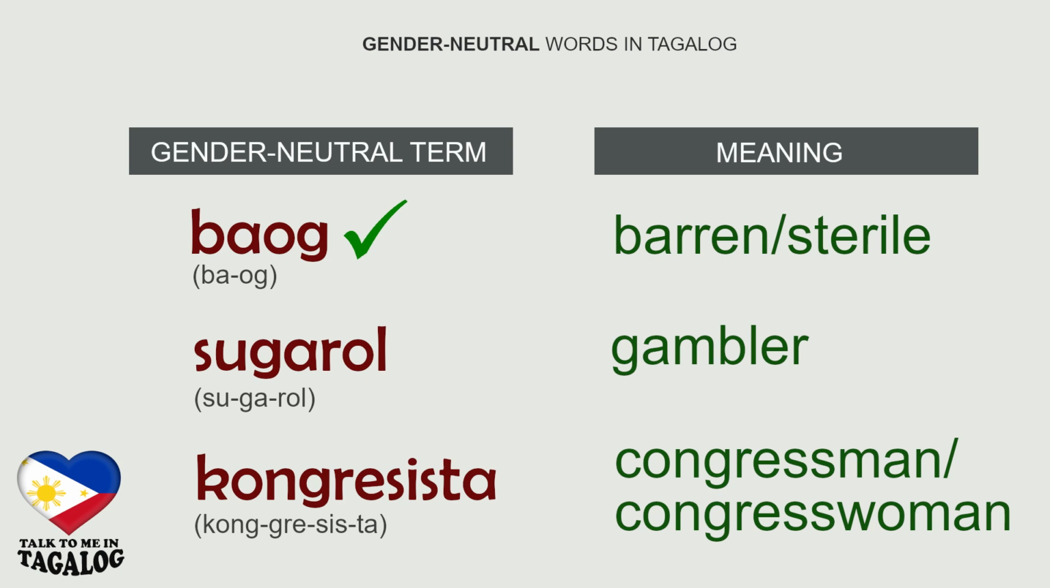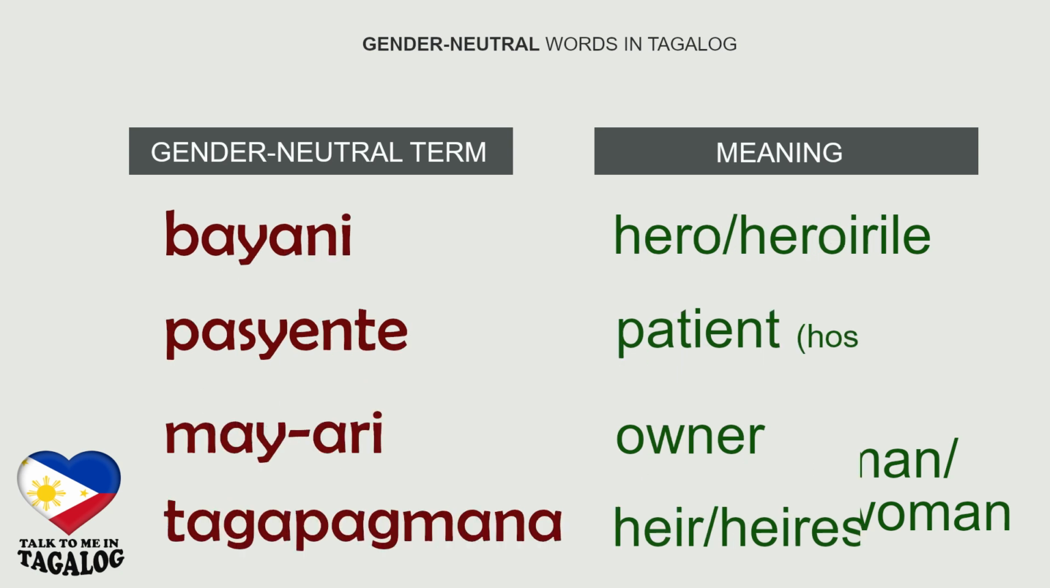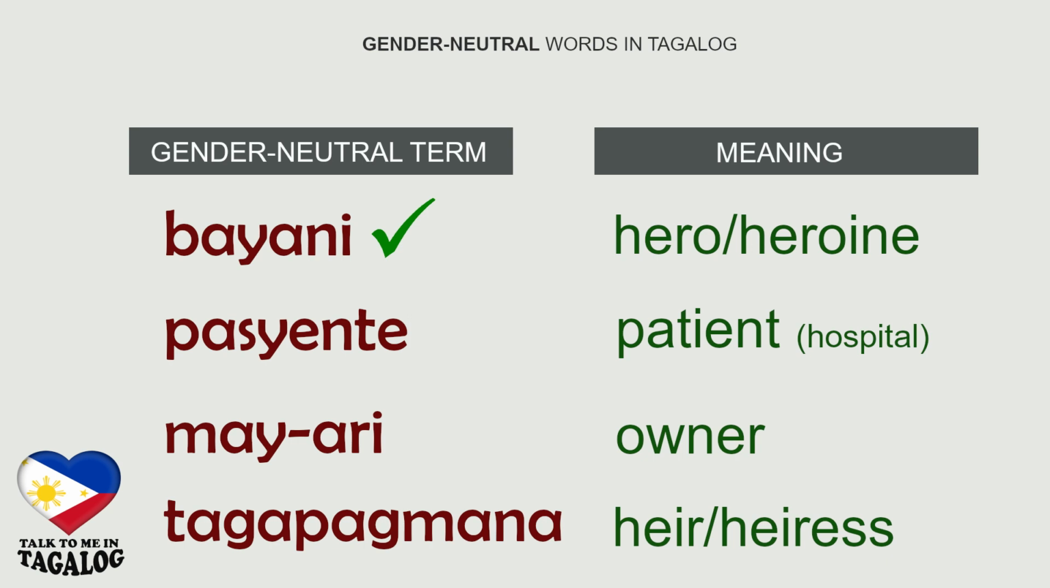Baog, barren or sterile. Sugarol, gambler. Congresista, a congressman or a congresswoman. Bayani, hero or heroine. Paciente, patient.